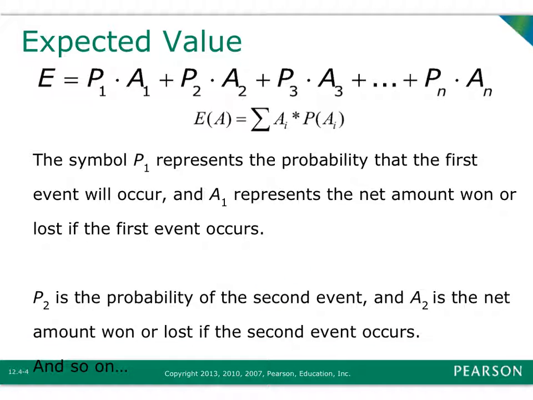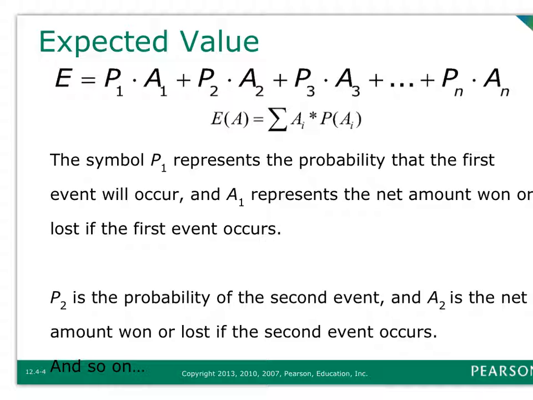So the expected value is an equation where E is equal to the probability of the first event times that event, plus the probability of the second event times that event, plus the probability of the third event times the third event, and so on, plus the probability of the last event times the value of the last event. Notice we use the summation symbol to look at the probabilities.